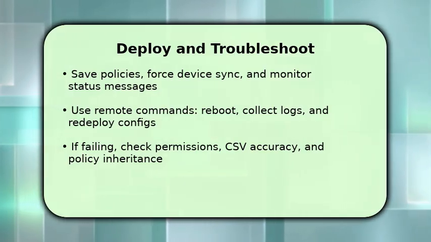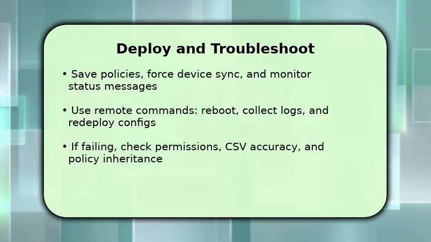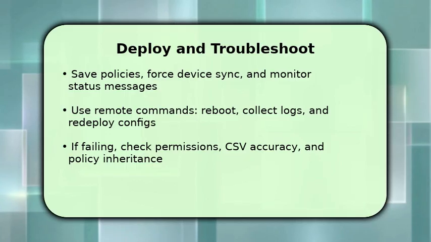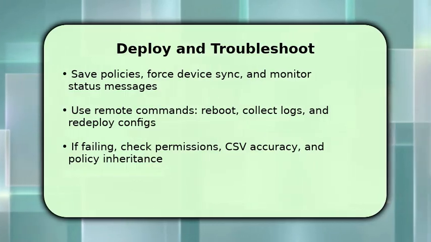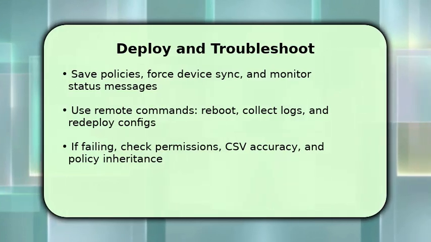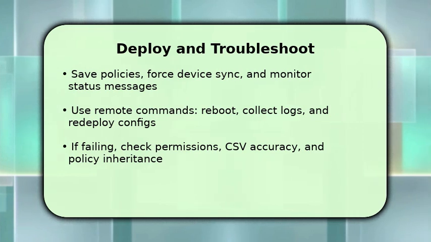If devices show errors, use remote commands to collect logs or reboot affected machines before retrying deployment. Make sure to verify CSV formatting and that the admin has the correct scope. Permission gaps or policy inheritance often cause failures. If nothing else works, revert to the test OU and iterate on the policy.